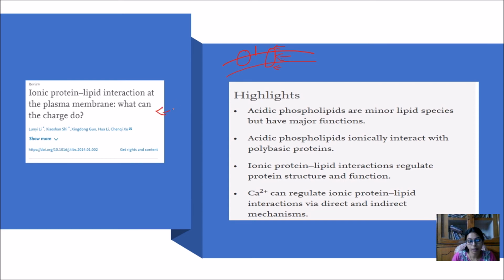In this review, the researchers have well explained how the acidic phospholipids of the minor group species perform major functions, which is not possible if they do not interact with the protein. How these acidic phospholipids ionically interact with the polybasic proteins. So to be in the functional form, there is a requirement to establish a certain bonding between the lipid and protein in the plasma membrane.